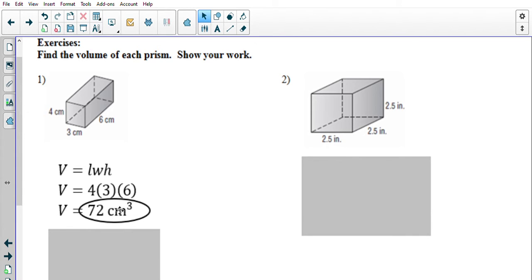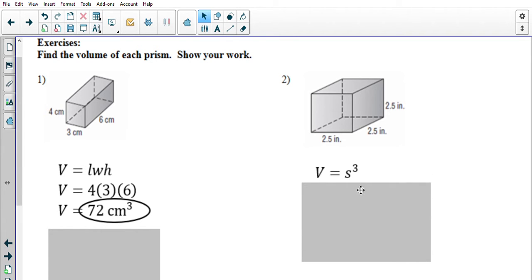For volume, it's going to be centimeters to the third power, because 72 centimeters cubed represents how many cubes of 1 centimeter on each side we can fit inside of this rectangular prism. And in fact, we could fit 72 inside of this rectangular prism that we have. All right, let's take a look at number 2. Also a rectangular prism, but it's also a cube since all the sides are the same length.